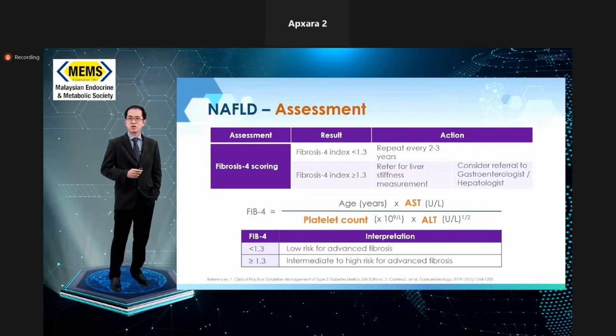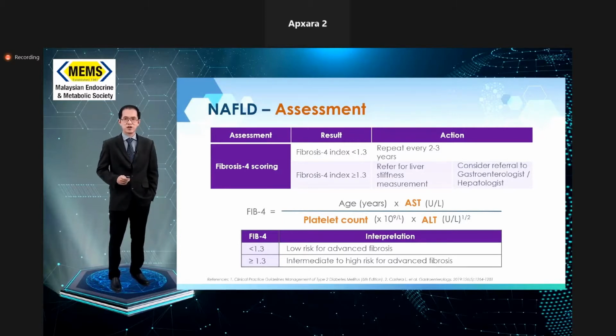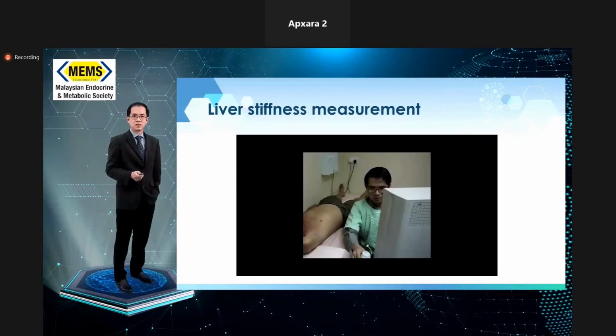On the other hand, patients with a fibrosis 4 score of 1.3 or greater are at intermediate or high risk of advanced liver fibrosis. These patients should be referred for liver stiffness measurement and can be considered for referral to a gastroenterologist or hepatologist. Liver stiffness measurement is a simple and reliable non-invasive test to diagnose liver fibrosis. I'll show you how it is done.